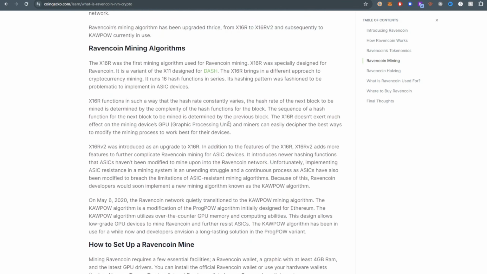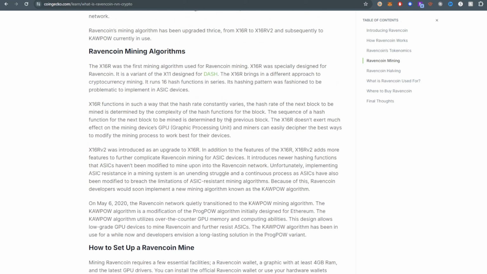And so there's no real point for them when they could develop ASIC miners for stuff like Alephium, where they pretty much know there's going to be profits because it's a relatively easy mining algorithm. So I hope that was helpful for you guys.